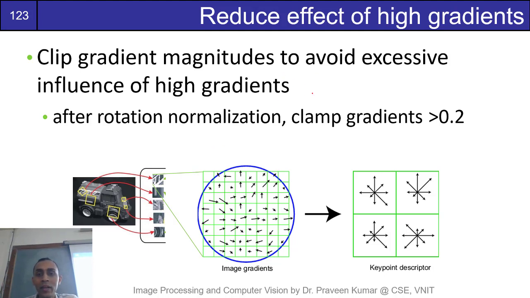There are some more details here. They clip the gradient magnitude to avoid excessive influence of high gradients. As we said, we will be weighting by the magnitude of the gradient. If some gradients are very high, normally they are going to dominate. To avoid that, we will clamp all the gradients. All the gradients which are greater than 0.2, we will just clip to 0.2. Again, these values are by experimentation only.